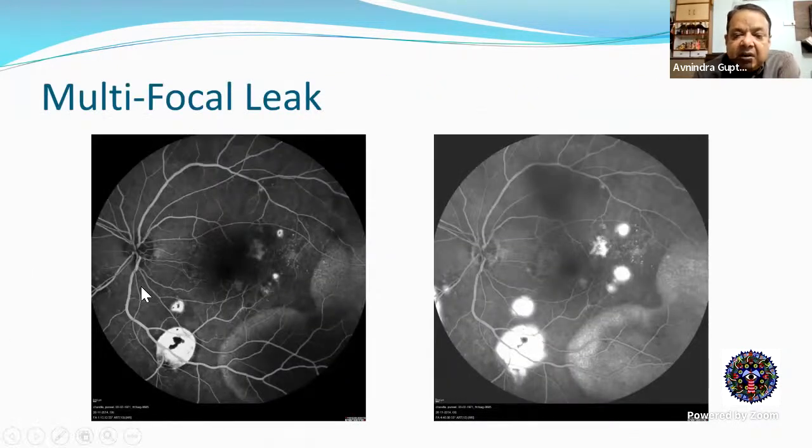This is one of the patients of giant central serous retinopathy. This patient had almost inferior detachment. And if you look into the fluorescein angiographic picture, you can see multiple leaks, which are increasing on late phase.